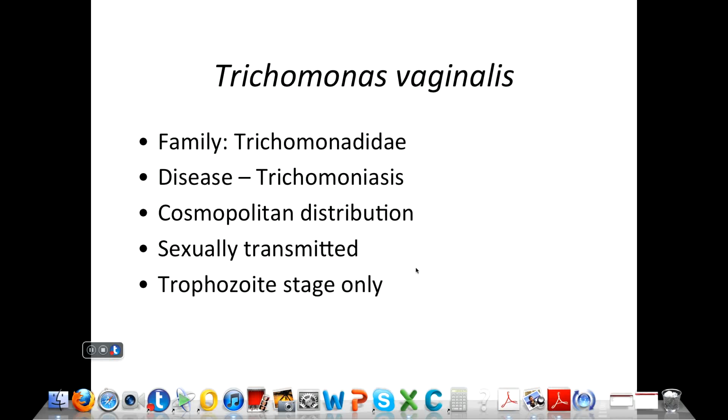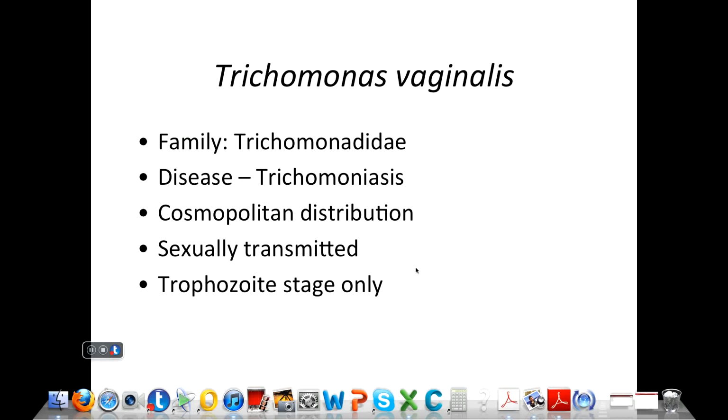The other flagellated protozoan that I wanted to mention, and the last one, is Trichomonas vaginalis. Trichomonas is in the family Trichomonadidae, and the disease that's caused is known as trichomoniasis. And this sexually transmitted parasite has a cosmopolitan distribution. It requires intimate sexual contact.